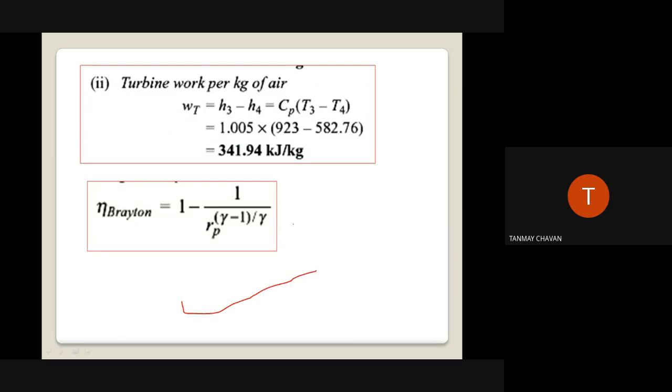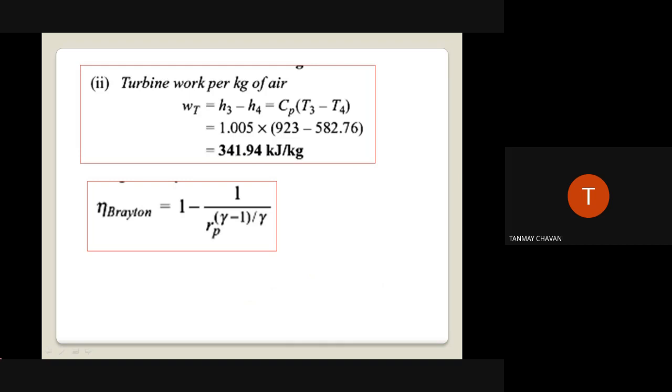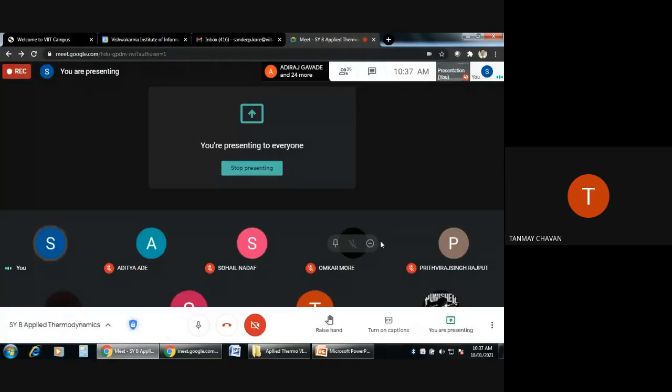If you have to find out thermal efficiency, it is WT minus WC, that is net work, upon heat supplied. So this is called the thermal efficiency. Yes, what is the air standard efficiency? What is the value of efficiency?